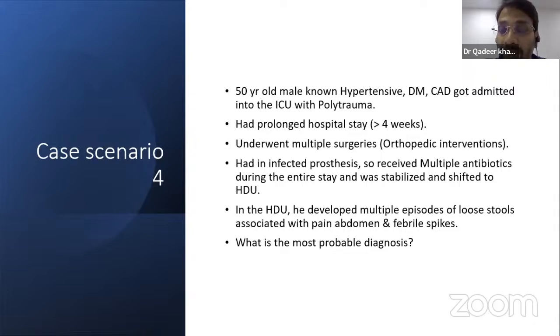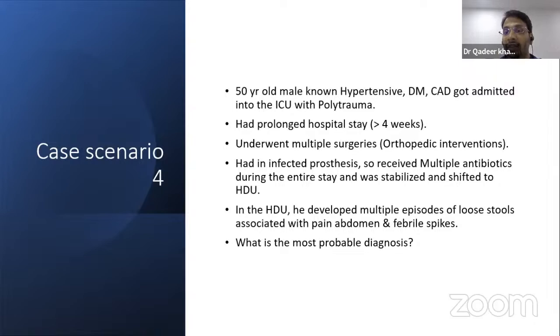With the presenting history, we should think in these cases about the risk factors: an elderly gentleman with immunocompromised status, who received multiple antibiotics for more than 4 weeks. He's presenting with fever and loose stools. So most commonly, he may be suffering from some GI infection, or it can be something antibiotic induced.